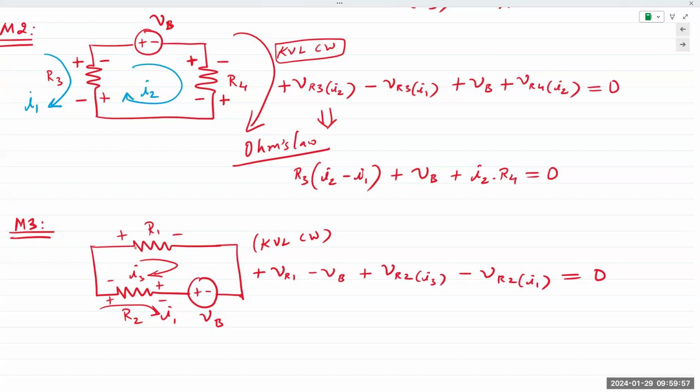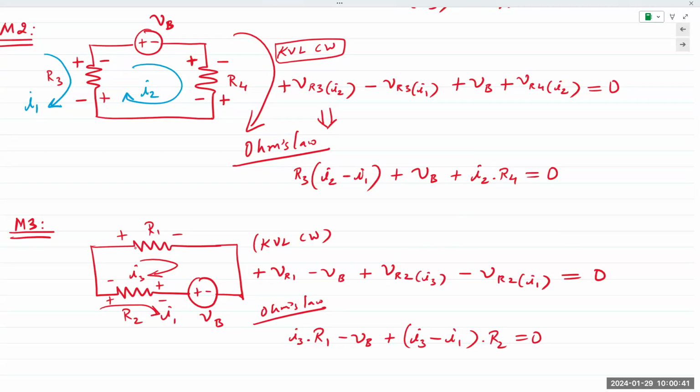See, if you read about these instructions in a book, they will not do this step. They will not show you this step where you have two different voltages for the same resistor. It would simply be I1 minus I2 or I2 minus I1. From Ohm's law, I can write VR1 is the voltage drop due to I3 minus VB and plus I3 minus I1 times R2 is equal to 0.